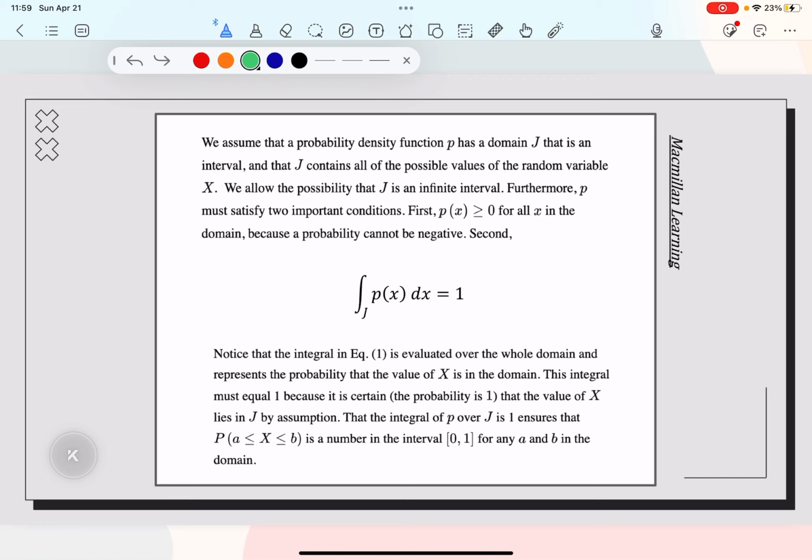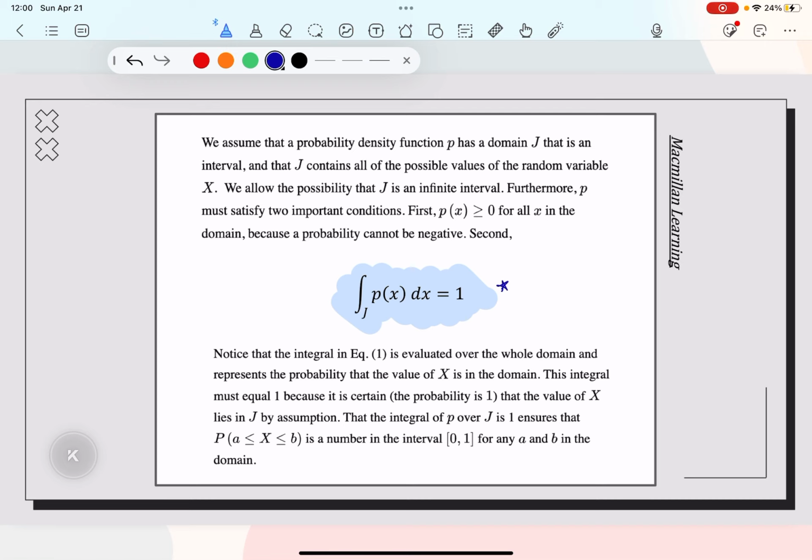So we assume that a probability density function, P, has a domain of J, kind of what I said already, and that J contains all the possible values of the random variable X. We allow the possibility that J is an infinite interval. Furthermore, P must satisfy 2 important conditions and must be greater than or equal to 0 for all X because it cannot be negative. And then it's just elaborating again on this really important formula, and it's pretty easy to memorize that. And then something that I want you to notice is that the integral in this equation is evaluated over the whole domain that represents the probability that the value of X is in its domain.